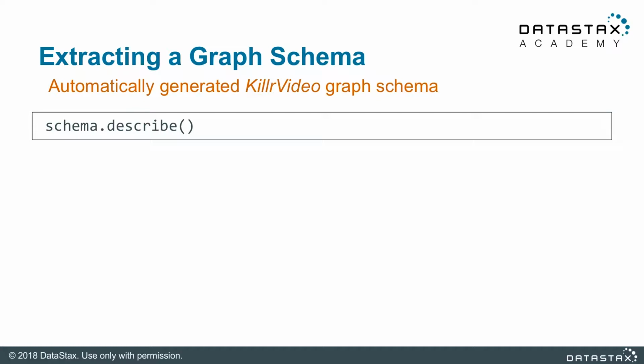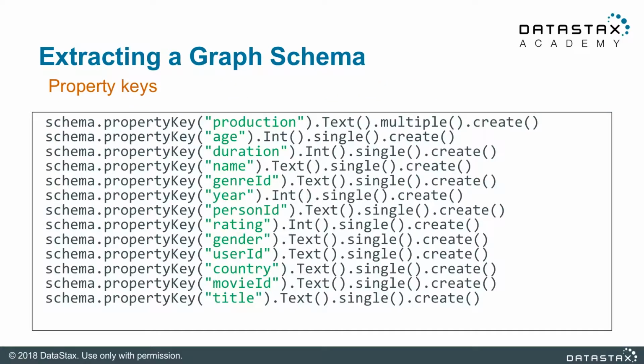So now that we are happy with our example graph, it's time to extract our schema. DSE Graph makes this really easy by using the schema describe method. The output of the schema describe method is actually schema creation code that can be used to recreate the schema later. You just copy and paste it into your application. We'll take a look at it in pieces, starting here with all of the property keys. Most of this is pretty straightforward, as our properties tend to be pretty simple, but do take notice of the multiple cardinality designation on the production property key.